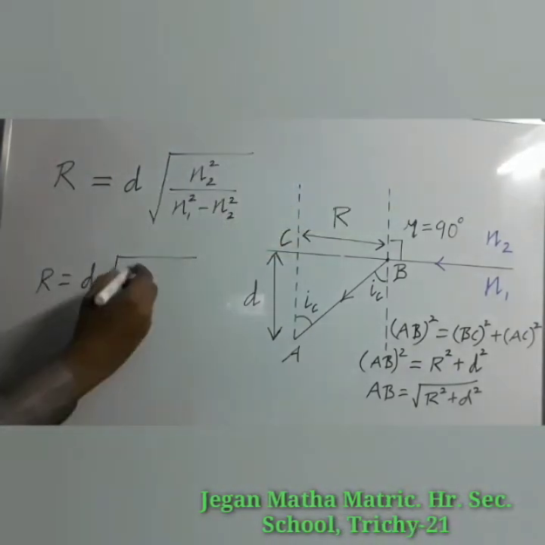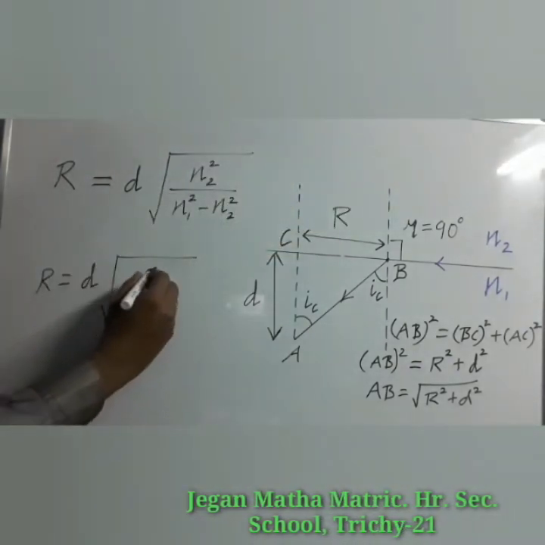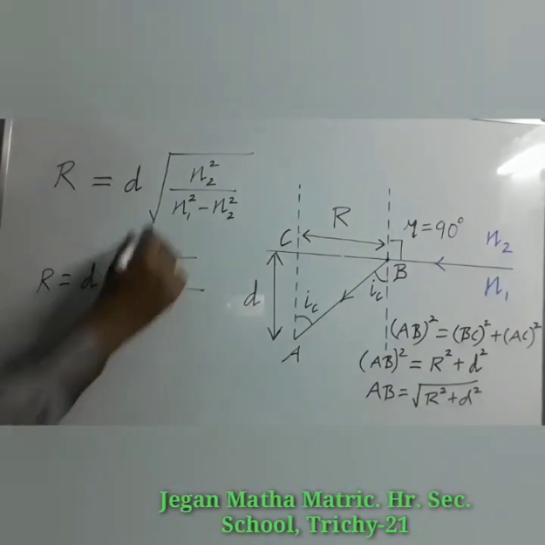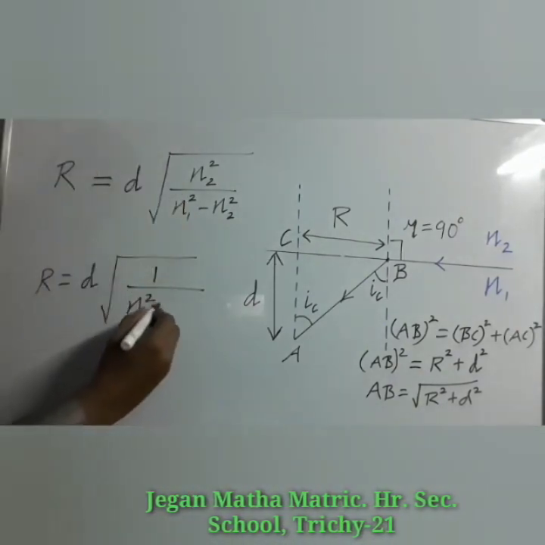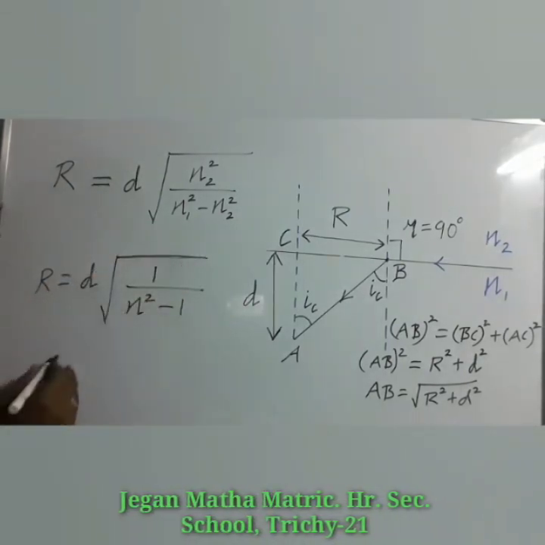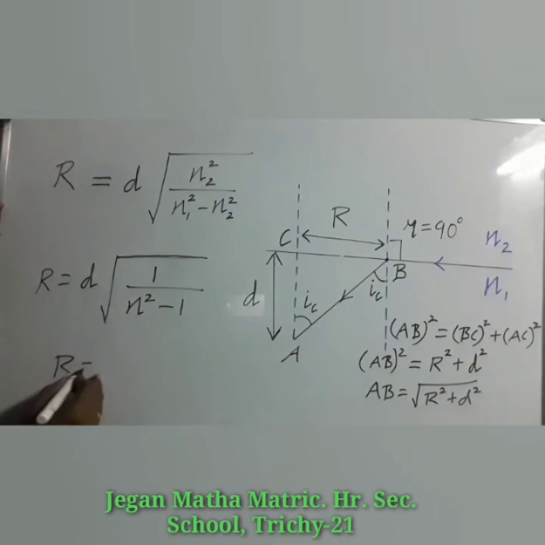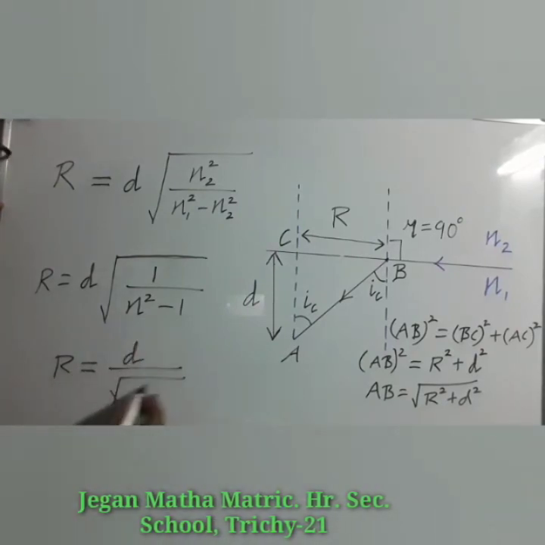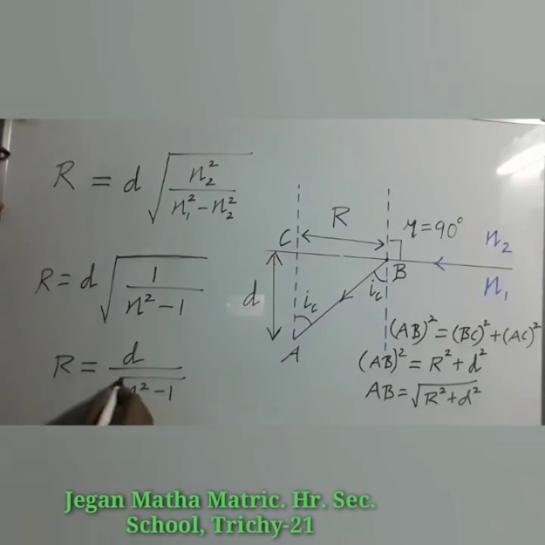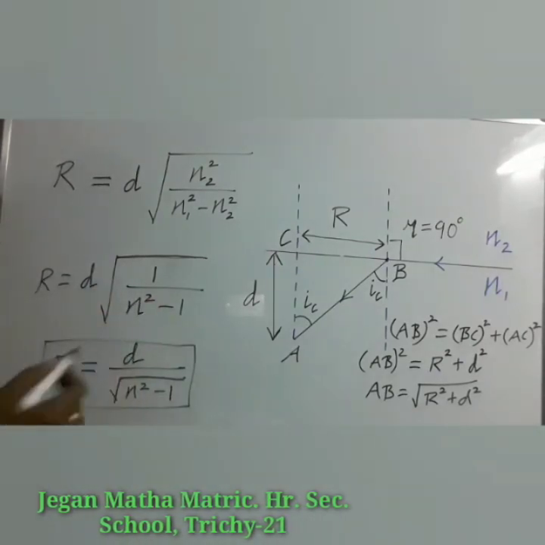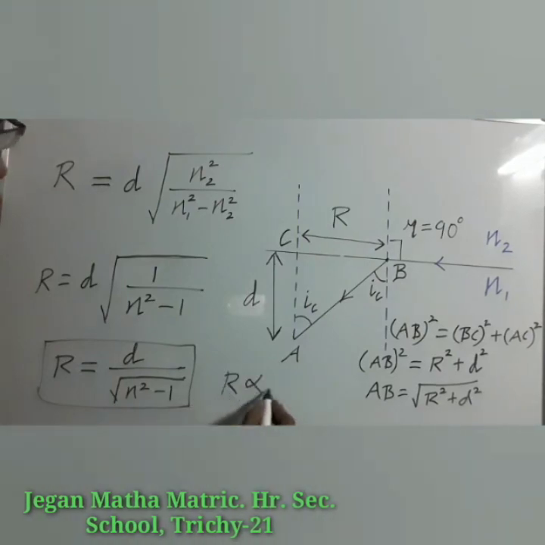Now we have considered an air medium, so n2 is 1, and 1 divided by n1 can be taken as n itself, with n square minus once again 1. Or simply you can write that as R is equal to D by root of n square minus 1. Here you can understand R is directly proportional to depth.